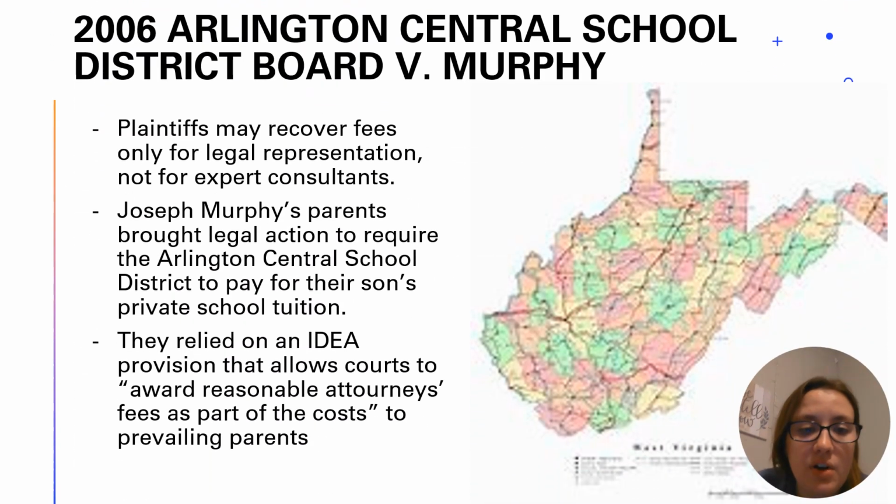And then I have 2006, Arlington Central School District Board versus Murphy. This took place in West Virginia. Plaintiffs may recover fees only for legal representation, not for expert consultants. Joseph Murphy's parents brought legal action to require the Arlington Central School District to pay for their son's private school tuition.